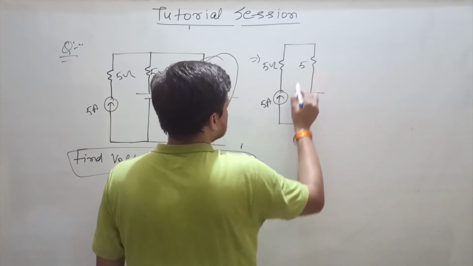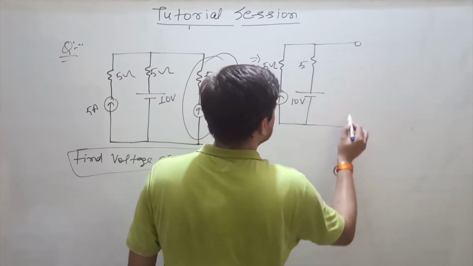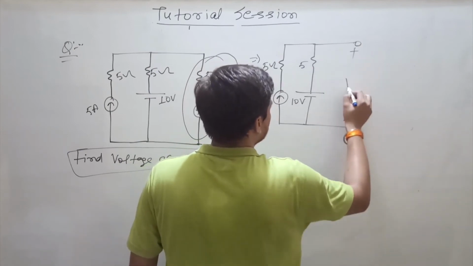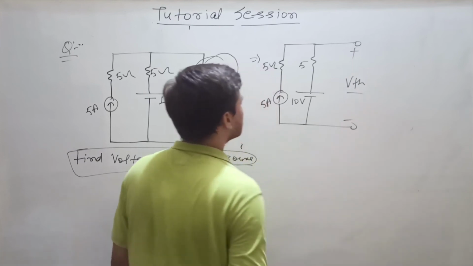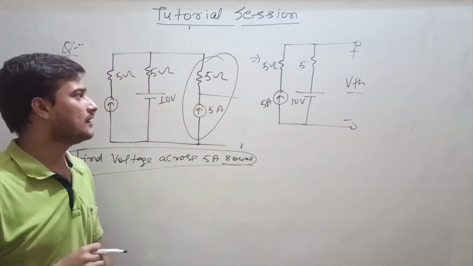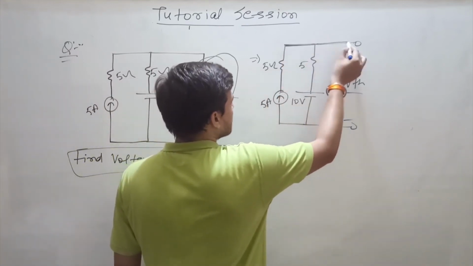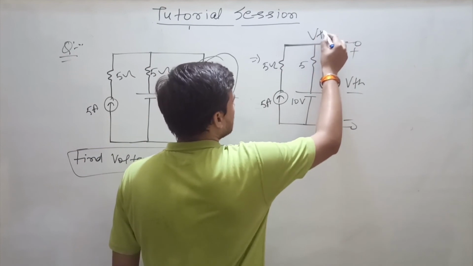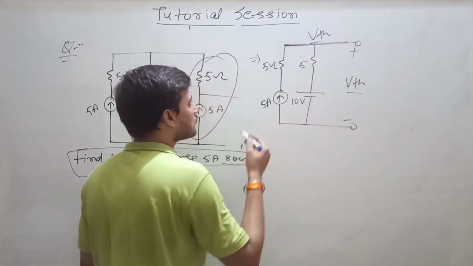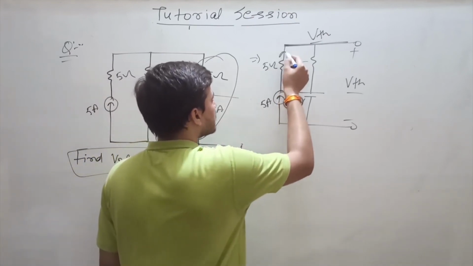This is 10 volt. This is plus minus VTH. So let us see how to write VTH here. The total potential will be VTH. So once you write Kirchhoff's current law, here this is incoming current 5 ampere.